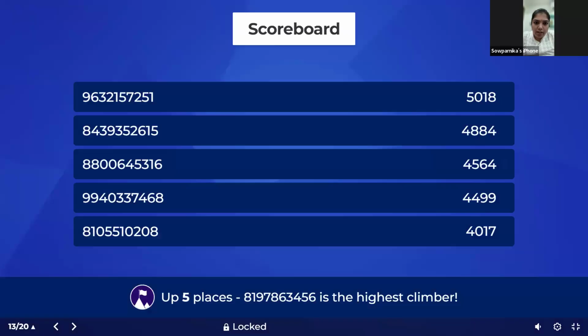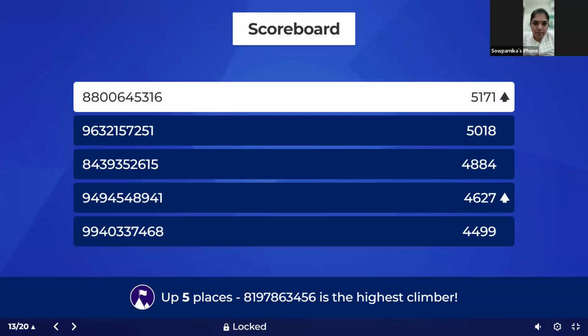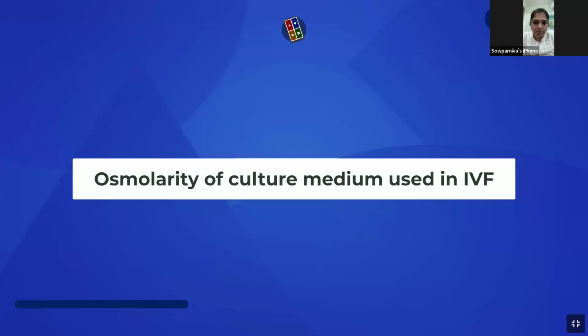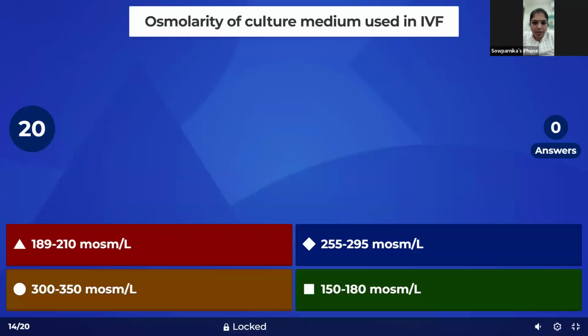Next is question number 14. Osmolarity of culture media used in IVF: 189 to 210, 220, 255 to 295, 300 to 350, or 150 to 180 milliosmol per liter.